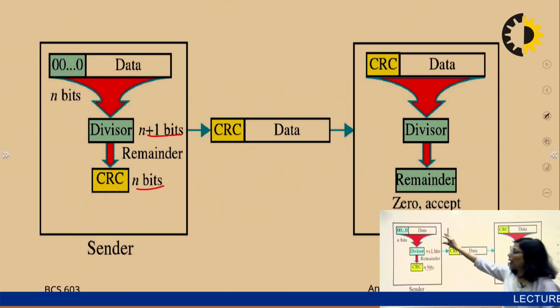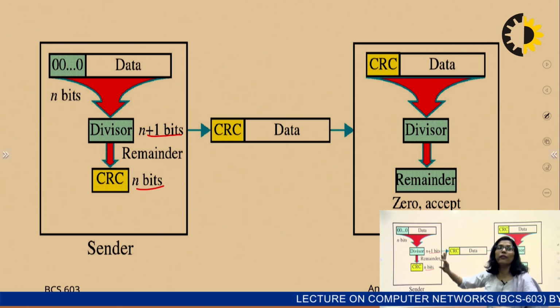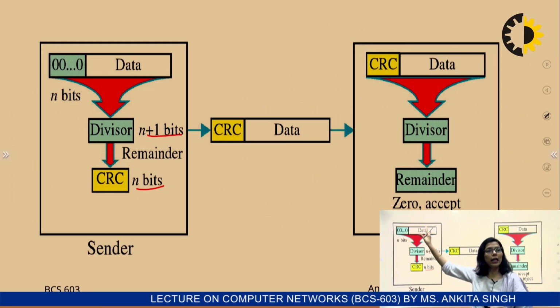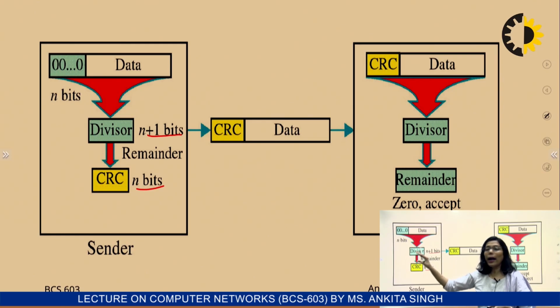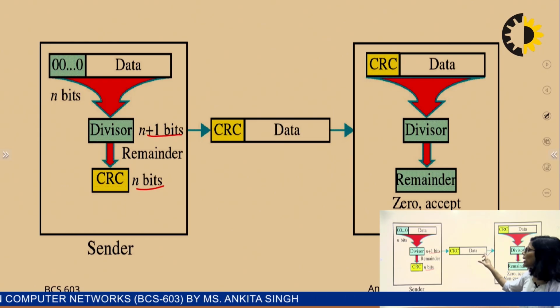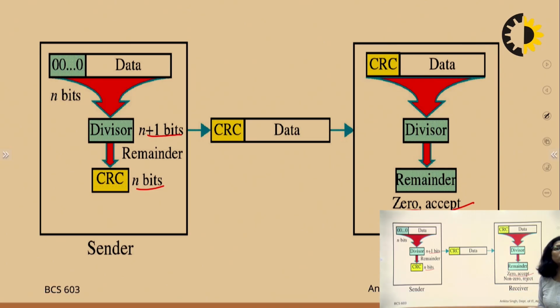Right? This is my data. I will be dividing with the divisor, and if I need the CRC of n bits, my divisor will be of n plus 1 bits, and I will be appending n zeros at the end of data before dividing it. After following this process, I will receive a CRC of n bits, and this is appended with the data. At the receiver side, I will divide CRC plus data, and if the remainder is 0, I will accept the message, and if the remainder is not 0, I will reject that message.